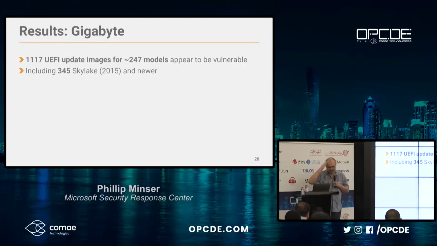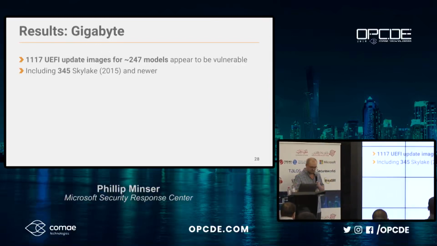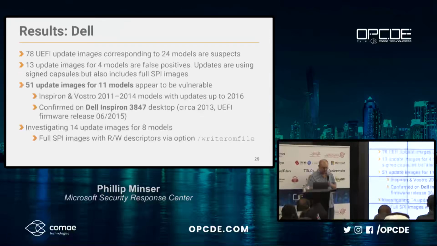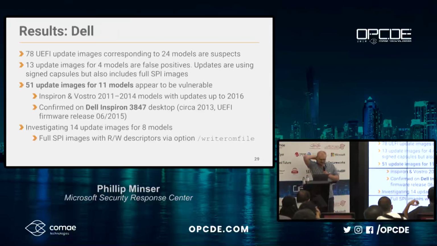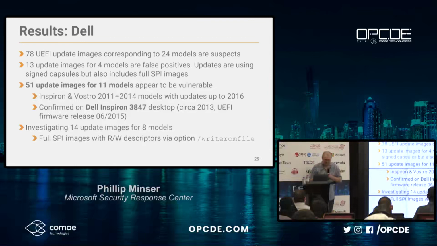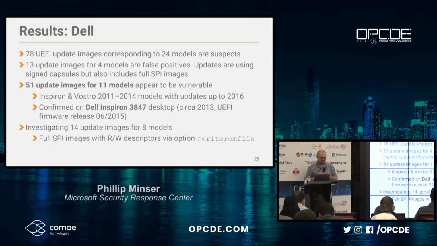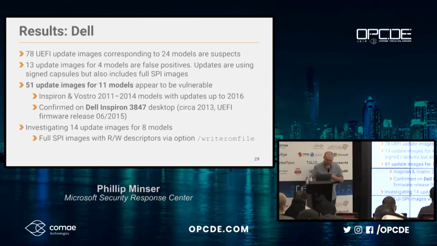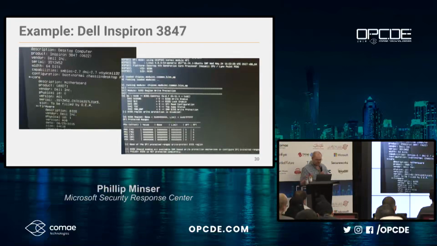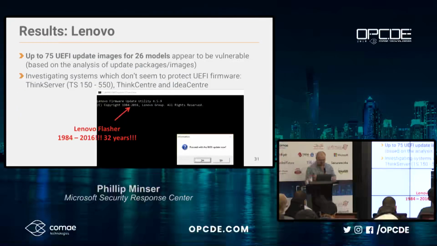Gigabyte, the same problem. All 3 vulnerabilities were detected in almost all of the images which we checked. Dell has interesting results. Some of the systems are still vulnerable. We analyzed 78 images, and out of those 51 are vulnerable. That's the example of how we verify. We just buy the system, run a test, and check, okay, yes, the BIOS is open. Our heuristics are correct.